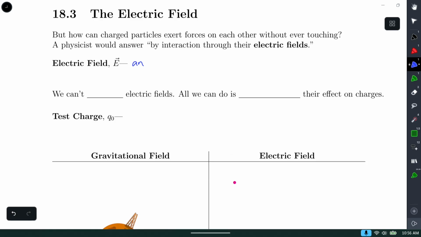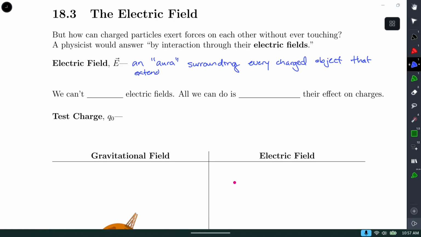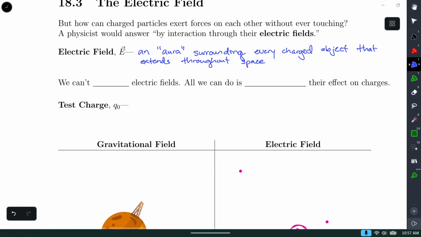So I'm going to call the electric field an aura, which I don't like that word, but kind of gets the idea across. Surrounding every charged object that extends throughout space, meaning it exists everywhere around the object. It does get weaker as you move further away from the object, but it is still present. And the reason this feels sort of mystical and abstract is because we can't see these things.